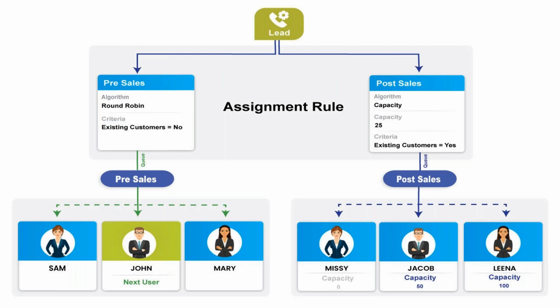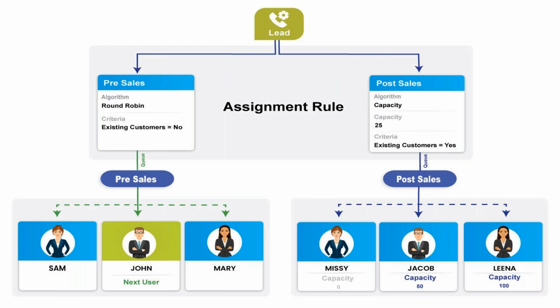Now let's see on the right hand side the capacity algorithm. Here you will see a small difference, a very subtle difference. Now that difference is of the capacity. This means that for any lead that is falling in the post sales queue, the available capacity of the resource will be taken into consideration before assigning the lead to the record. Let us assume that to serve a lead that falls in the post sales queue, the resource needs at least 25 units of capacity. So if a new lead is being created for an existing customer, as per the selection criteria, it will definitely fall in the post sales queue.